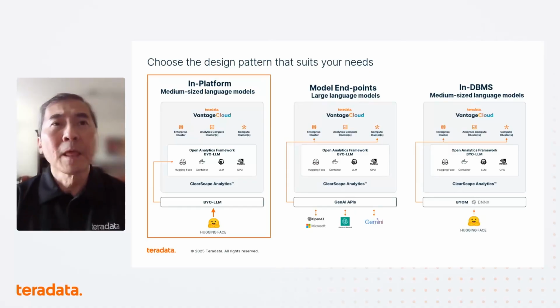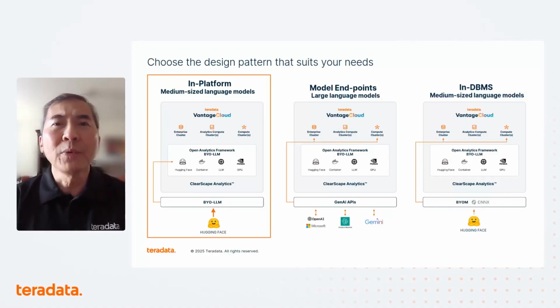So before we begin the demo, allow me to show you the three patterns of language model inference in Vantage. You will see the three patterns on the screen. In no particular order, these three patterns provide flexibility to use the latest models that fit your AI use cases. To your left, you will see the first pattern. This is the one that Janet is going to demo today.